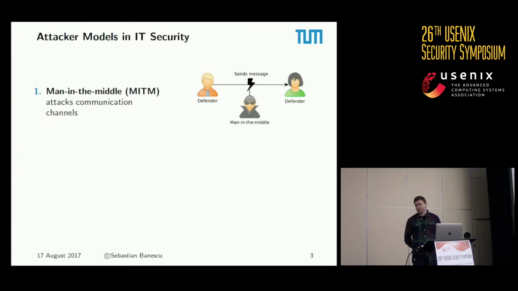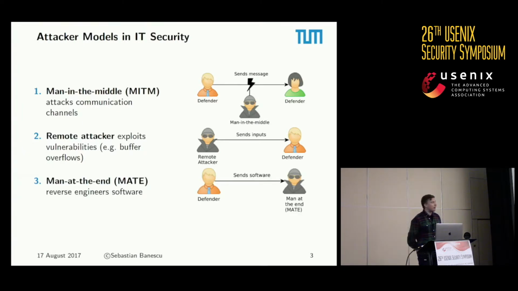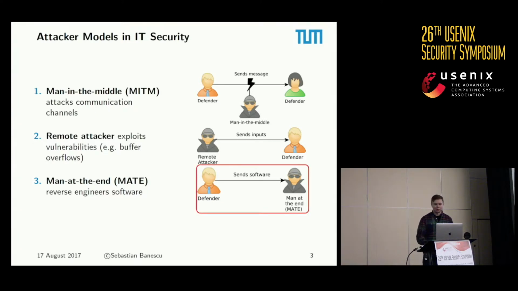In IT security, you have several attacker models, such as man-in-the-middle attacker, which tries to intercept communication between two parties and compromise integrity, confidentiality, and so on. We have remote attackers, which try to exploit software running on remote servers using buffer overflow exploits and so on. And we have man-at-the-end attackers, which receive software from a software vendor, and they try to reverse engineer it in order to extract secret data or intellectual property. In this talk, we're going to be focusing on the third type of attacker. So obfuscation aims to defend against only this type of attacker.